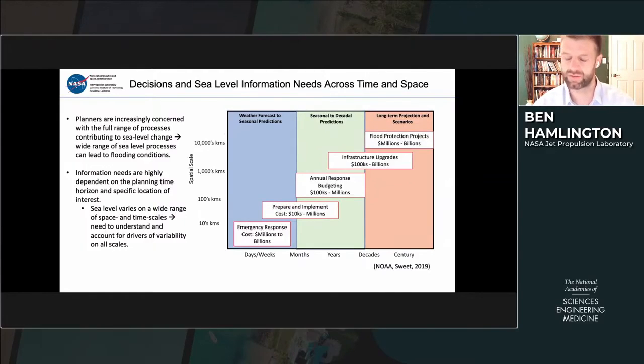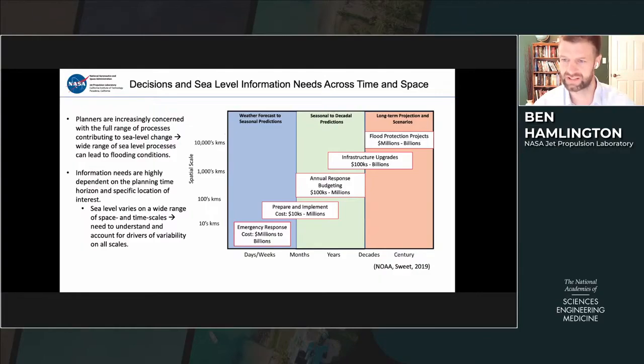But we can reframe this in terms of the decisions that need to be made on these timescales. And we can even attach dollar costs to this, right? So these processes and these timescales can be directly linked to decisions that need to be made. So in the bottom left, there's obviously the emergency response. As a hurricane comes up the coast, for instance, there's damage that's done. You have to respond to that, repair infrastructure, all that stuff.